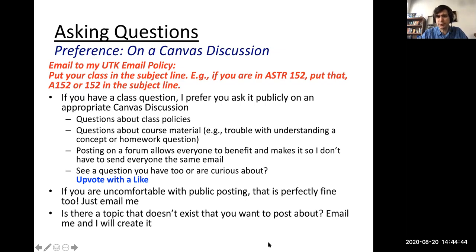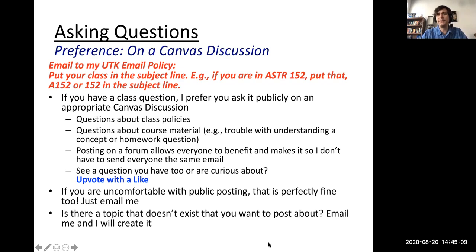Also, if you're reading through, and I've highlighted this one in blue, and you see a question that you like and you would like to call attention to, or that you're curious about as well, you can always upvote questions that are there by adding a like, and I will enable liking. So if I see something that has a whole lot of likes, I'll make sure I give that my full attention and put it on the high priority to answer thoroughly and in a timely manner.